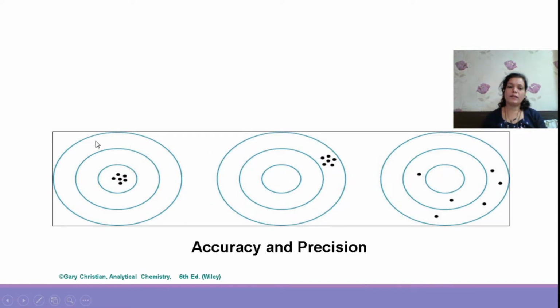I can say that the first one tells me that, because in this case the true value or the exact result expected by you is the center, the observed results are very close to the true value. So this particular person's readings are both accurate as well as precise. In the second case, the result is not accurate. The person is performing and repetitively getting the same result, so the results are precise. And the third one is neither precise nor accurate.